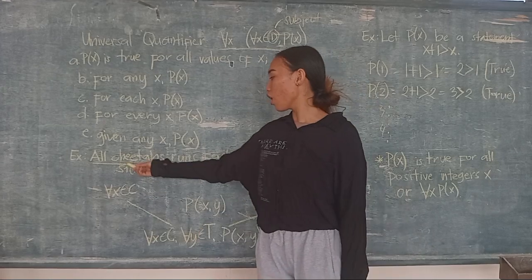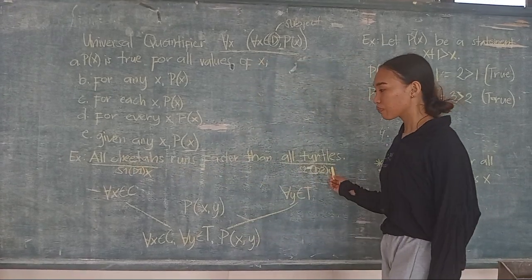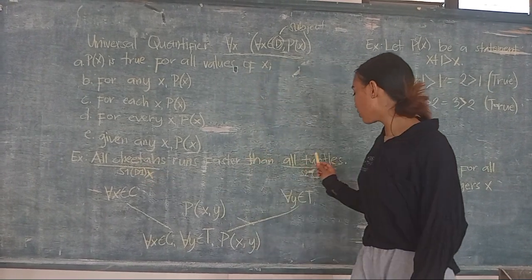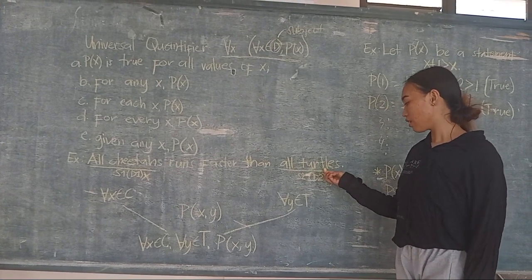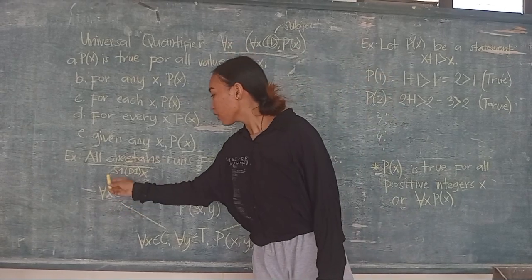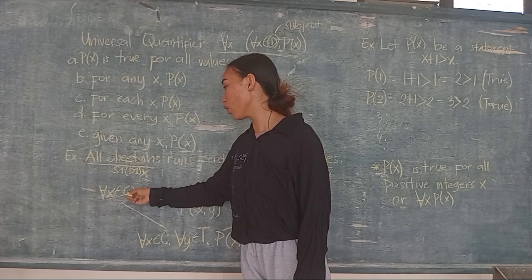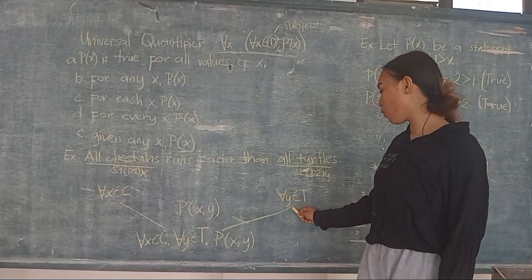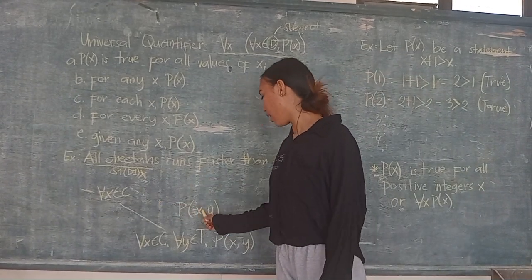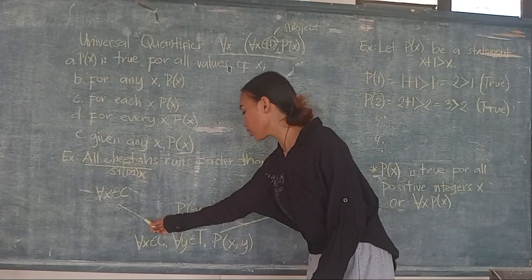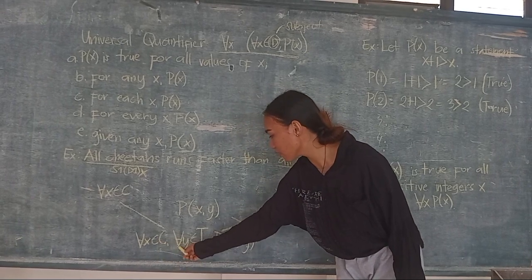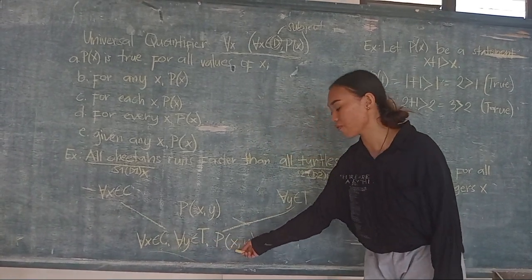For example, all cheetahs run faster than all turtles. Our subject 1 or domain 1 is all cheetahs, represented as x, and our subject 2 or domain 2 is all turtles, represented as y. We can use the symbol of the universal quantifier: for all x element of cheetahs, and for all y element of turtles, and we can combine them into P(x, y). In total, the answer is: for all x element of cheetahs, for all y element of turtles, P(x, y).